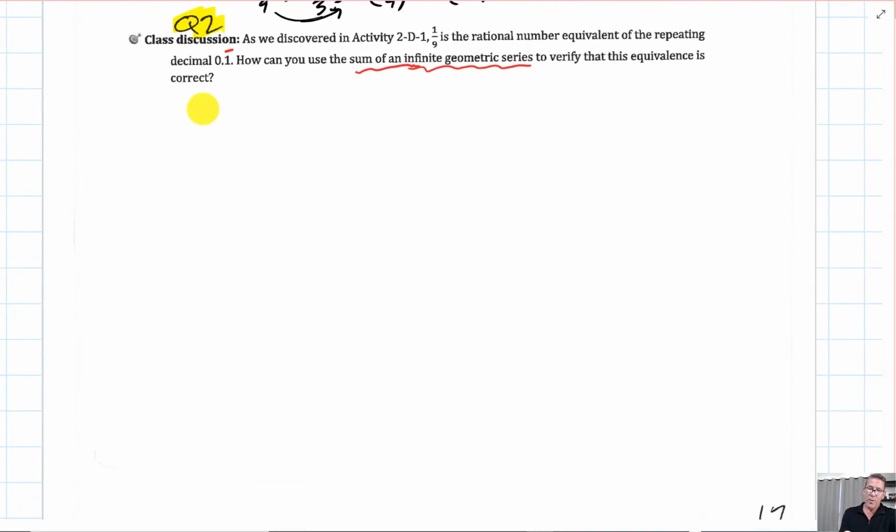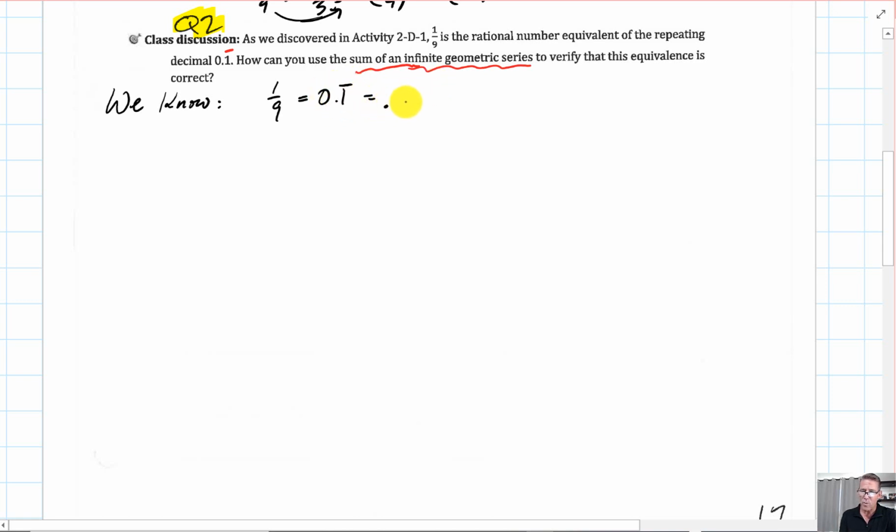Okay, so I'm going to start off with what we know. So we know that 1/9 is equal to 0.1 repeating. So I'm going to write out the decimal, okay? 0.1111111. So when you do this, and it repeats infinitely, it's helpful to write out the decimal. So show the digits. First of all, it helps, especially the first time here.